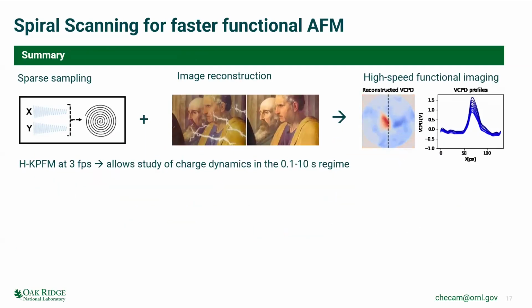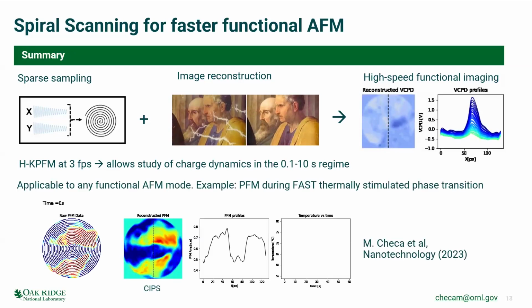So as a kind of summary of this first part, I've shown you that with sparse sampling and image reconstruction, we can achieve high-speed functional imaging with hundreds of millisecond temporal resolution that allows us to study charge dynamics within the hundreds of milliseconds to tens of seconds regime. And this is applicable to any AFM mode.